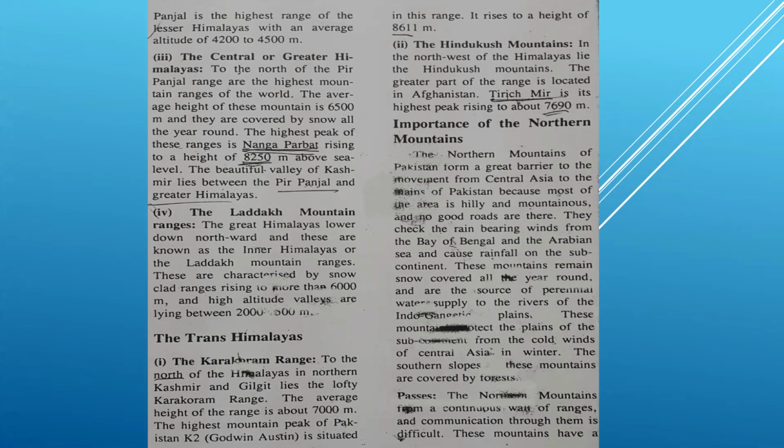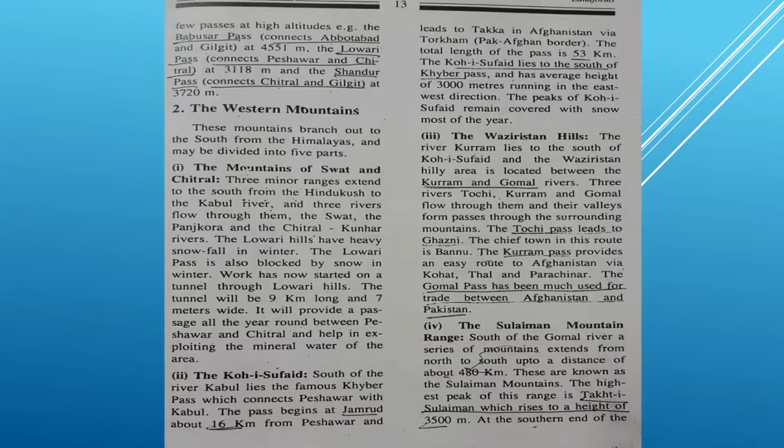The northern mountains form a continuous wall of ranges, and communication through them is difficult. These mountains have a few passes at high altitude. For example, the Babusar Pass, it can be asked in MCQs. Babusar Pass connects Abbottabad and Gilgit, and its height is 4,551 meter. Lowari Pass connects Peshawar and Chitral, its height 3,108 meter. And the Shandur Pass connects Chitral and Gilgit at 3,720. Also, it can be asked in a short question: name the passes of Pakistan.